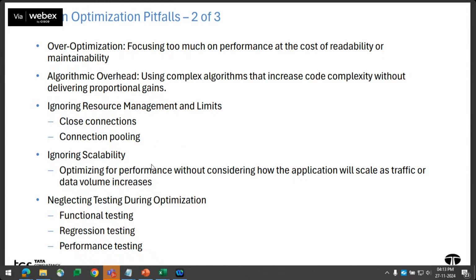And then ignoring scalability, say for the sale period. So how the application is going to scale up and scale down. As we scale up, scaling down is also important because that would ensure that we do not get billed for unutilized resources. So those aspects need to be taken care of.